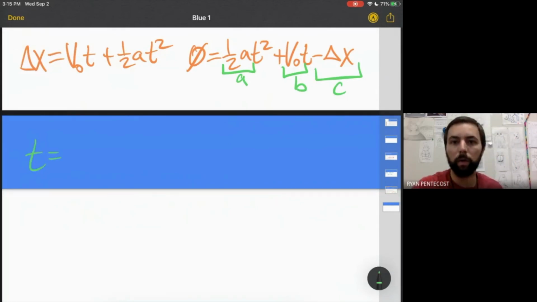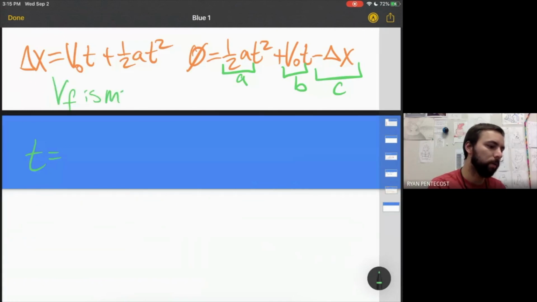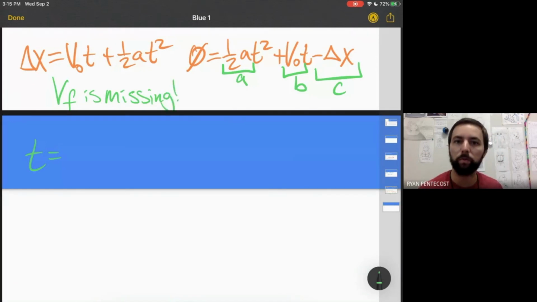This is the only equation that actually solves for t in the kinematics. You can solve the other one. Which one is it? Oh yeah, v final equals v naught plus at. This is how you can solve that one for t. But if you don't have v final, which is common in problems, which is why you would use this, v final is missing. If you don't have v final, then you can't find t using one of these traditional equations. So you have to use the quadratic.